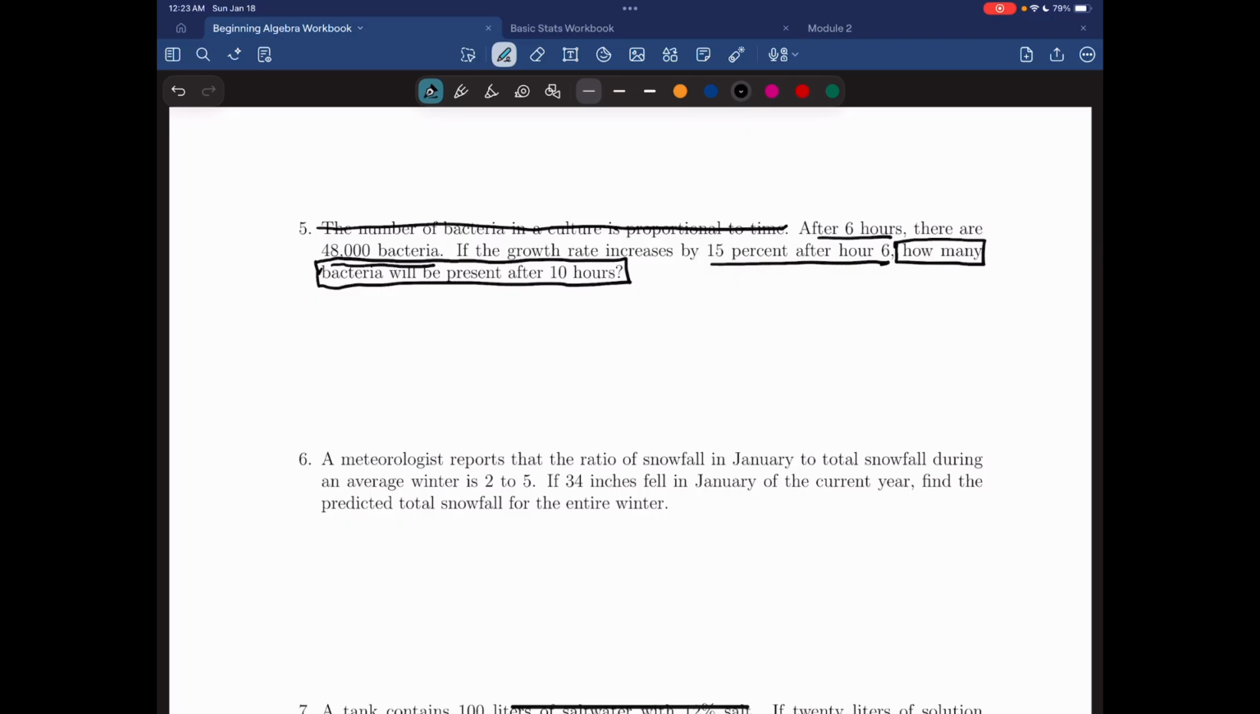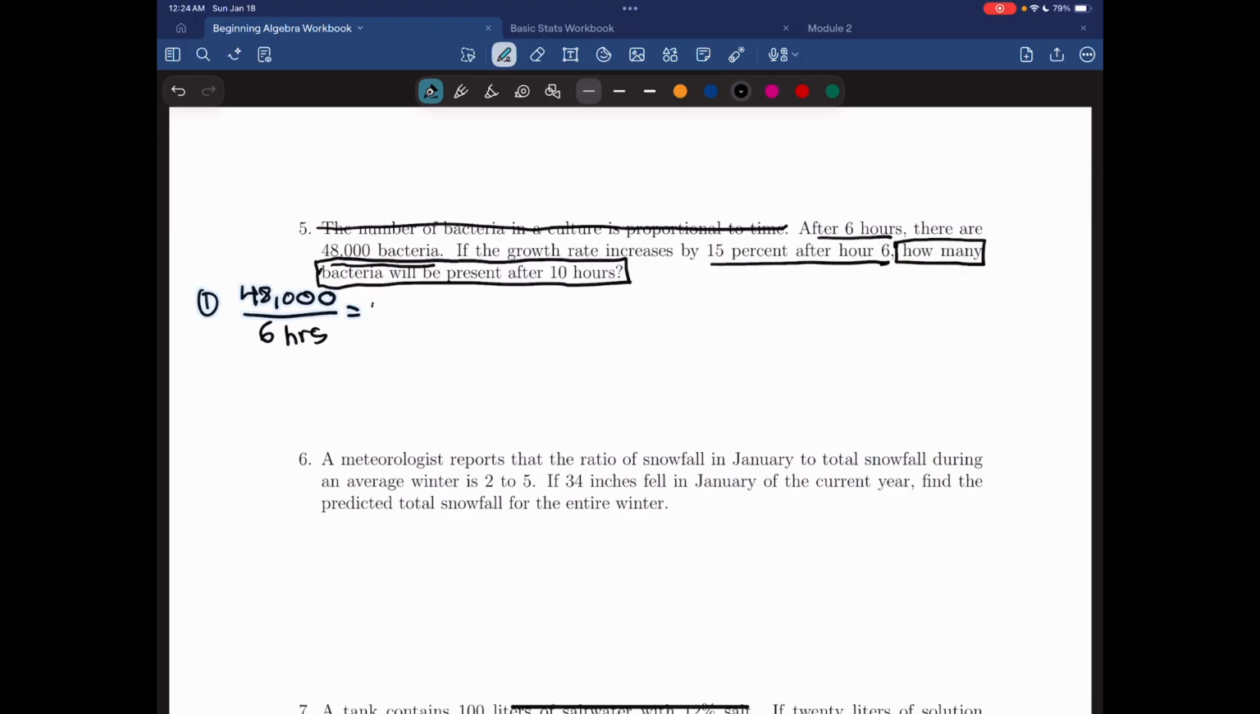Okay, so we are told after 6 hours, there are 48,000 bacteria. So my first step is I want to know how much bacteria we get in just 1 hour at the original rate here. So I'm going to do that by taking 48,000 bacteria cells and dividing it by 6 hours, because we have 48,000 bacteria after 6 hours. So to get the hourly rate, we do the number of bacteria divided by 6.